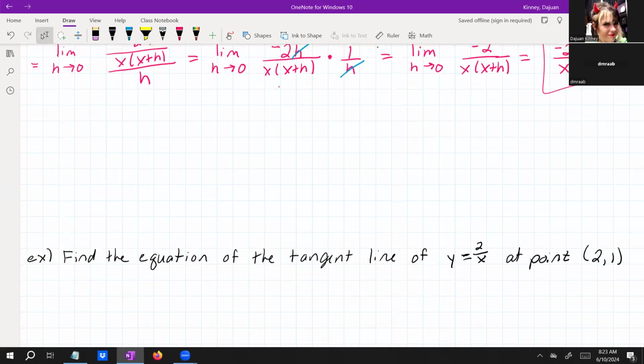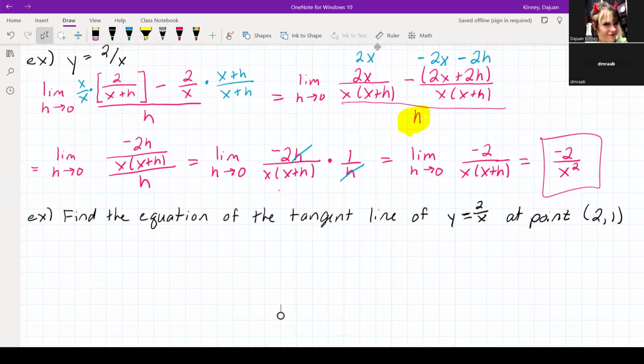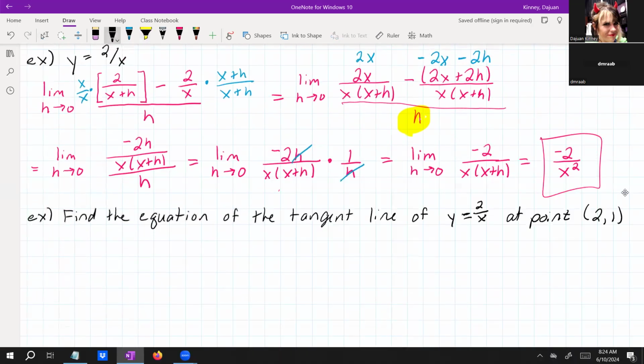Okay, we're going to use the previous problem for this one. It's like I thought ahead. We want to find the equation of the tangent line of the previous function at 2, 1. So I need my slope. So my slope, I'm going to plug in 2 where I see x. So I get -2 over 2 squared, -2 over 4, which is -1/2.